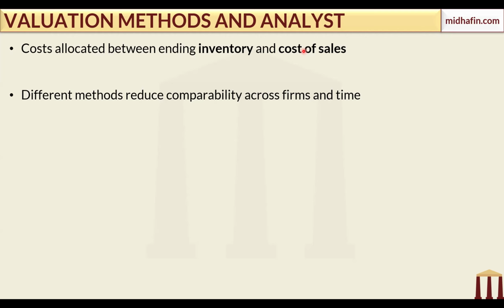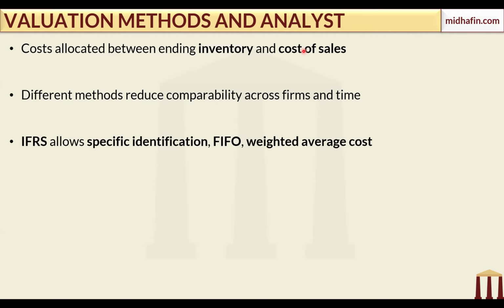Okay, now we have IFRS and US GAAP. So IFRS allows specific identification, FIFO, first in, first out, and weighted average cost method. US GAAP allows these three plus another method, LIFO, last in, first out. Okay. So we will see these in detail in subsequent slides, but I just want to give a quick intro right now. Specific identification means you are assigning the actual cost of specific units to sales and inventory.